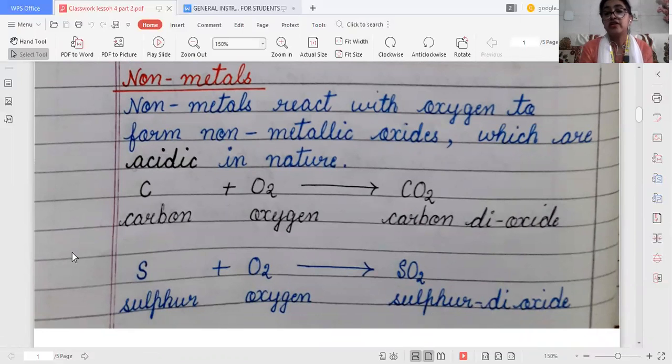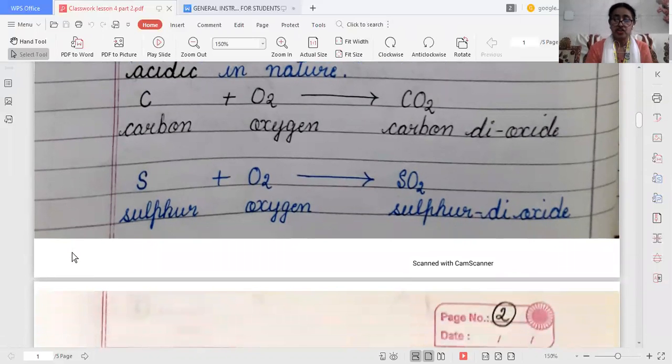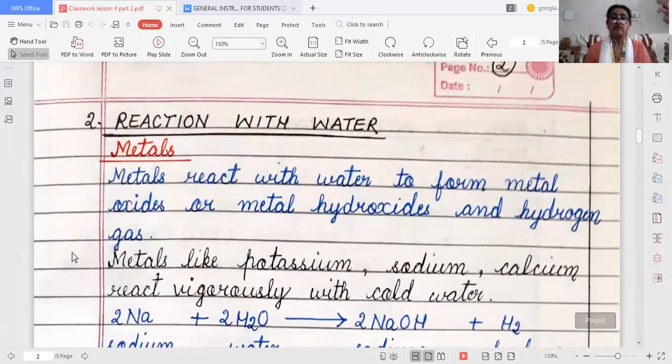But when they are dissolved in water, we check with the help of litmus paper. Here, they are acidic in nature, so they turn blue litmus red. That is how we tell whether the nature is basic or acidic. Simply, metals form metal oxides, which are basic in nature, and non-metals form non-metallic oxides, which are acidic in nature. Now the next is reaction with water.